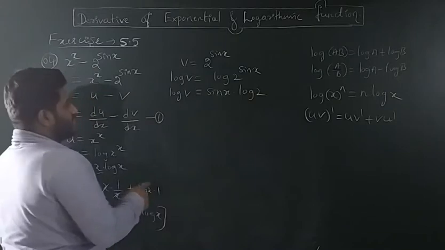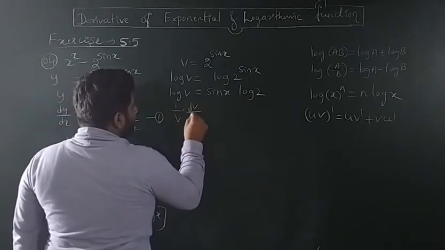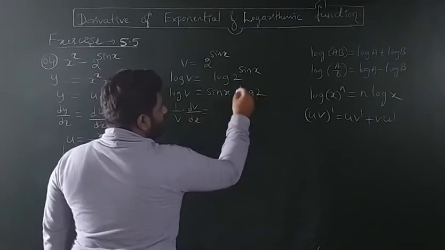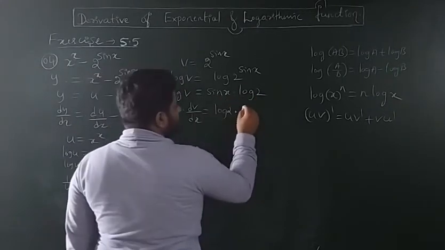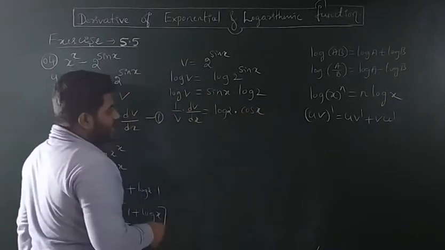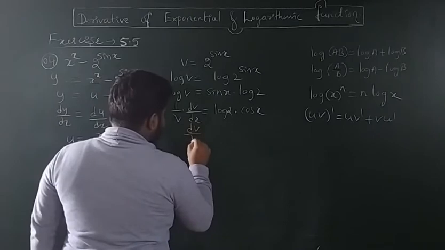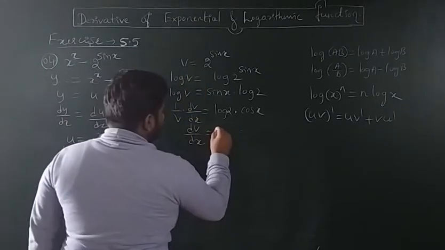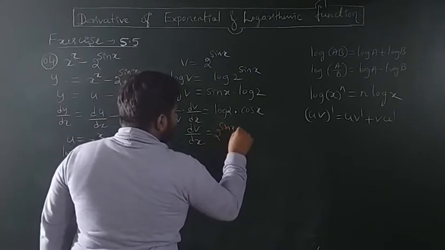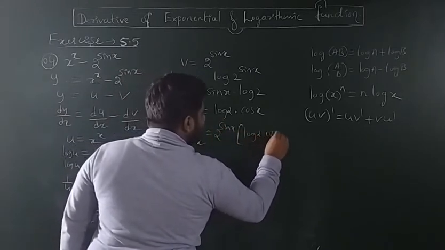Now we have to differentiate. So differentiation of log v is 1 by v into dv by dx, equal to log 2, which is a constant, keep as it is, into differentiation of sin x, which is cos x. We want dv by dx, so take v to this side. So dv by dx equals v into log 2 cos x. What is v here? v is 2 raised to sin x, so dv by dx is 2 raised to sin x into bracket log 2 into cos x.